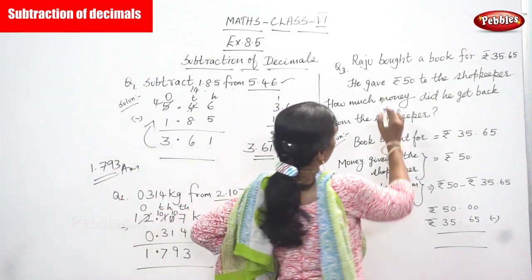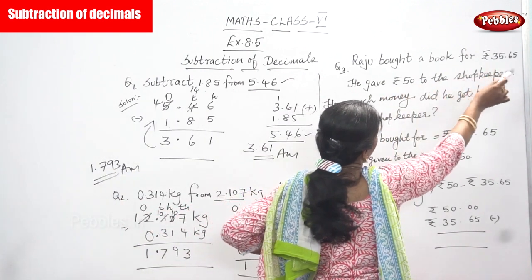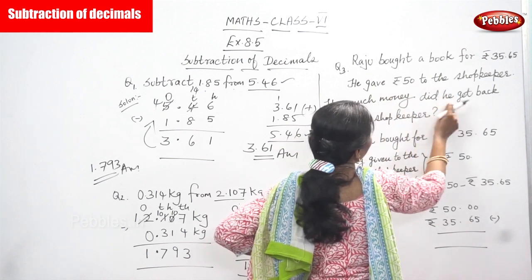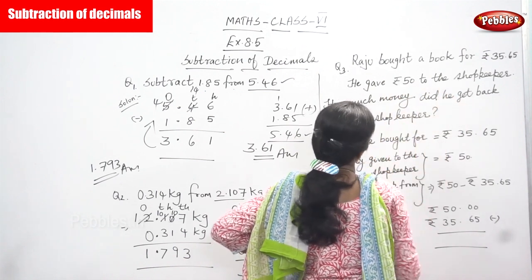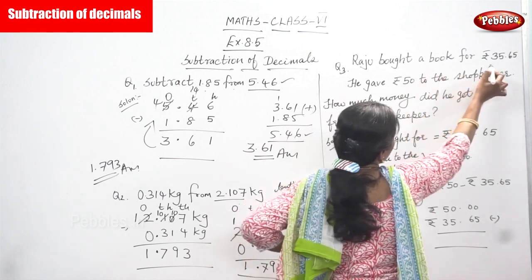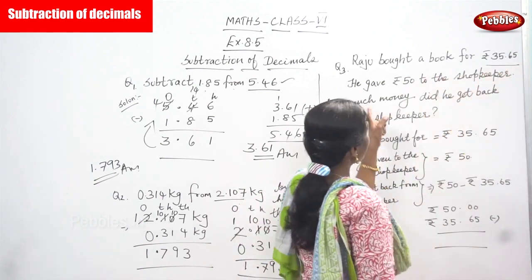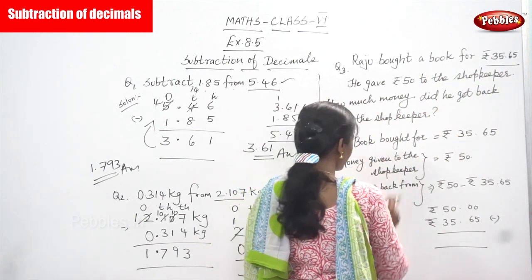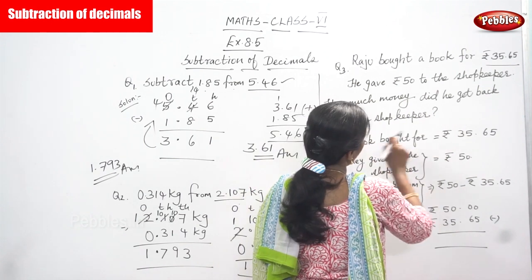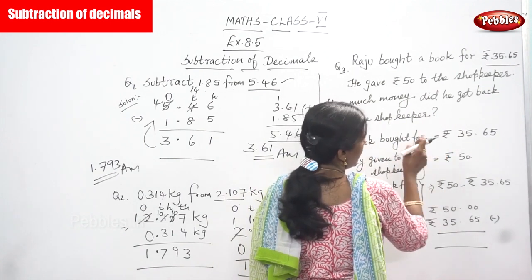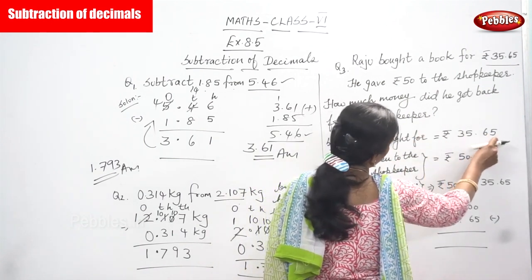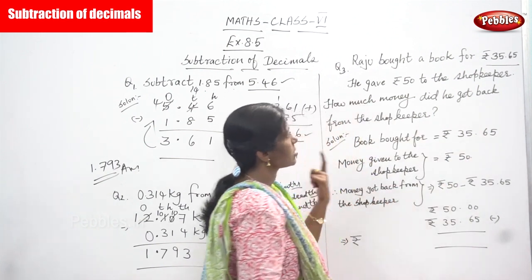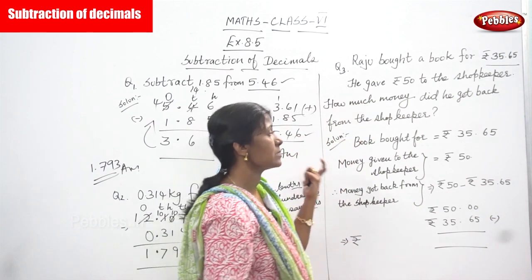And the third question: Raju bought a book for rupees 35.65. He gave rupees 50 to the shopkeeper. How much money did he get back from the shopkeeper? Raju bought a book for rupees 35.65 and he gave rupees 50 to the shopkeeper. So the book was bought for rupees 35.65. That means Raju bought a book. Otherwise you can say the cost of a book.